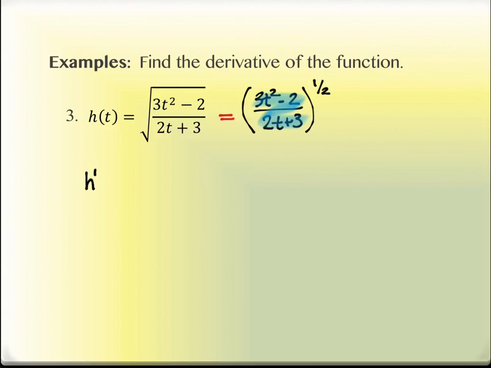All right, h prime of t. If this part's not bad, what do I do with a 1/2? Move it to front. So I have 1/2 in front. What will my exponent be? It will be negative 1/2. So 1/2 minus 1 is negative 1/2.